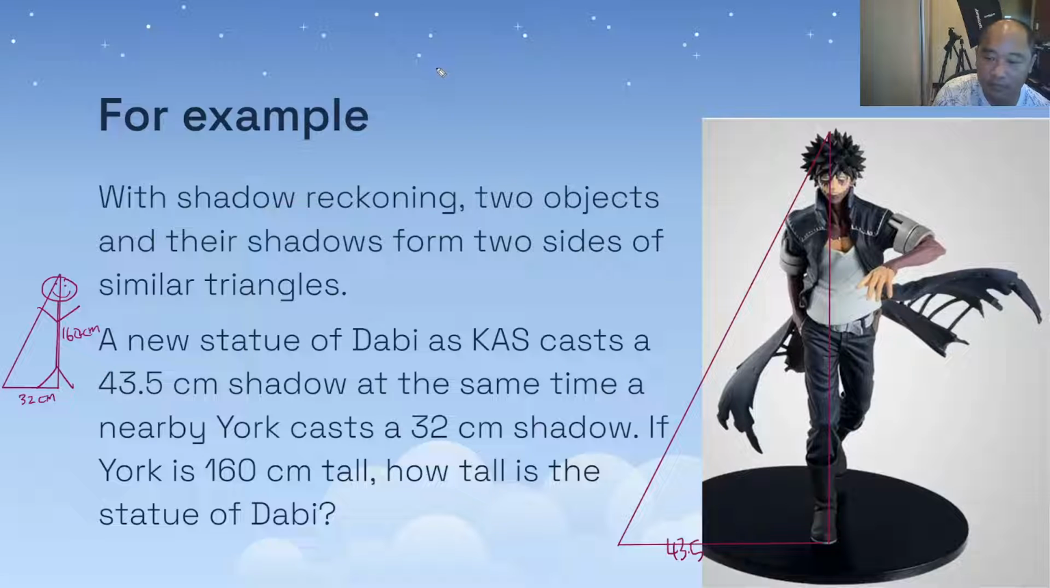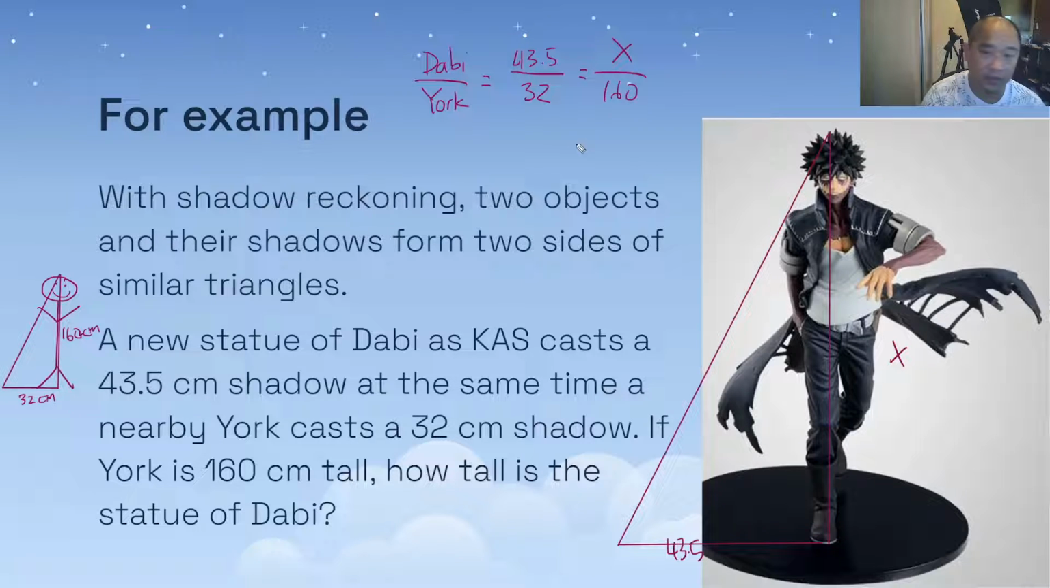So, in making a proportional relationship between these two, we can find the value x. That is how tall Dobby is, right? So let's say we write a ratio of Dobby to York. The length of Dobby's shadow is 43.5, and if we write that as a ratio to York's shadow, that would be 32. And that will be equal to the height of Dobby, which is x, we don't know what it is yet, and the height of York, which is 160.